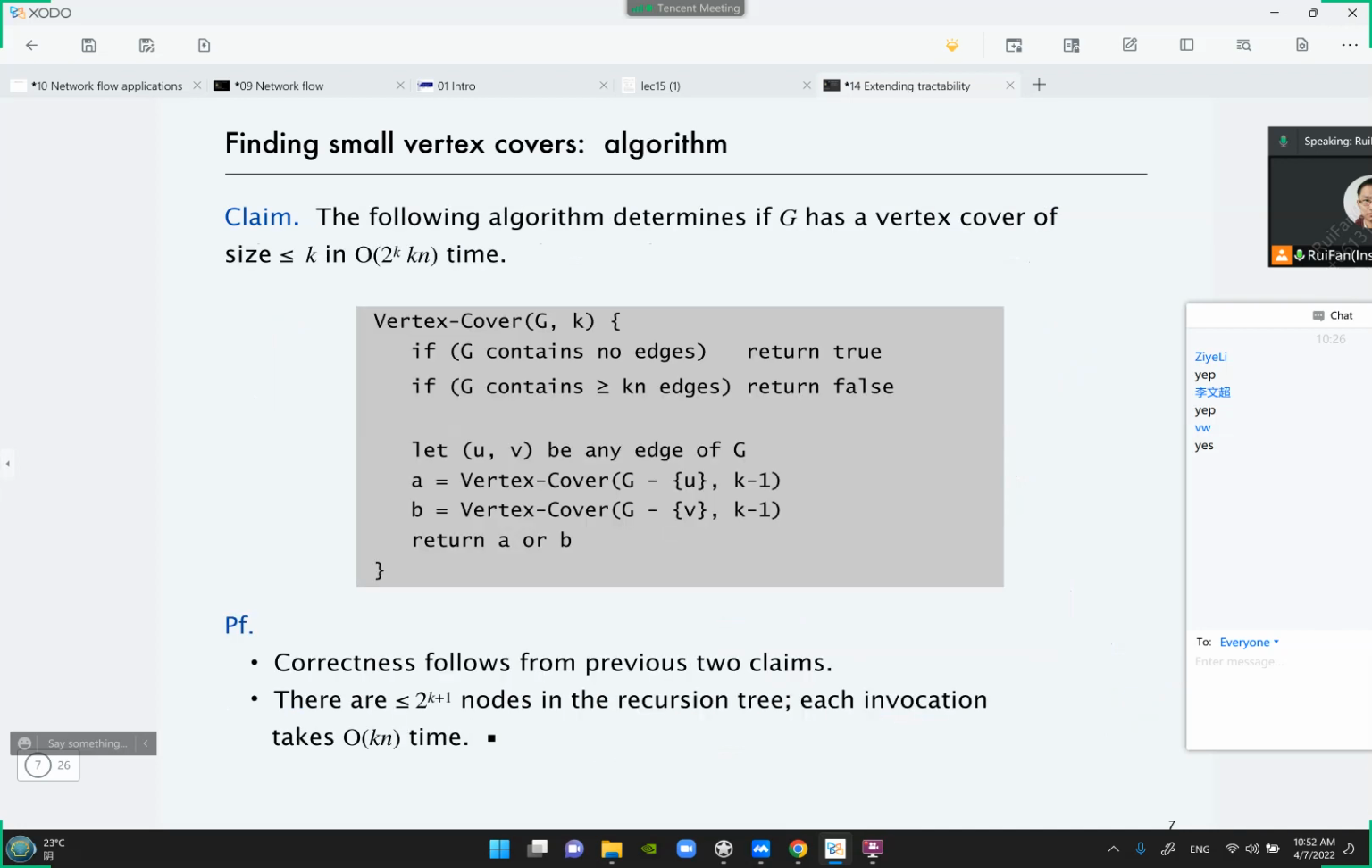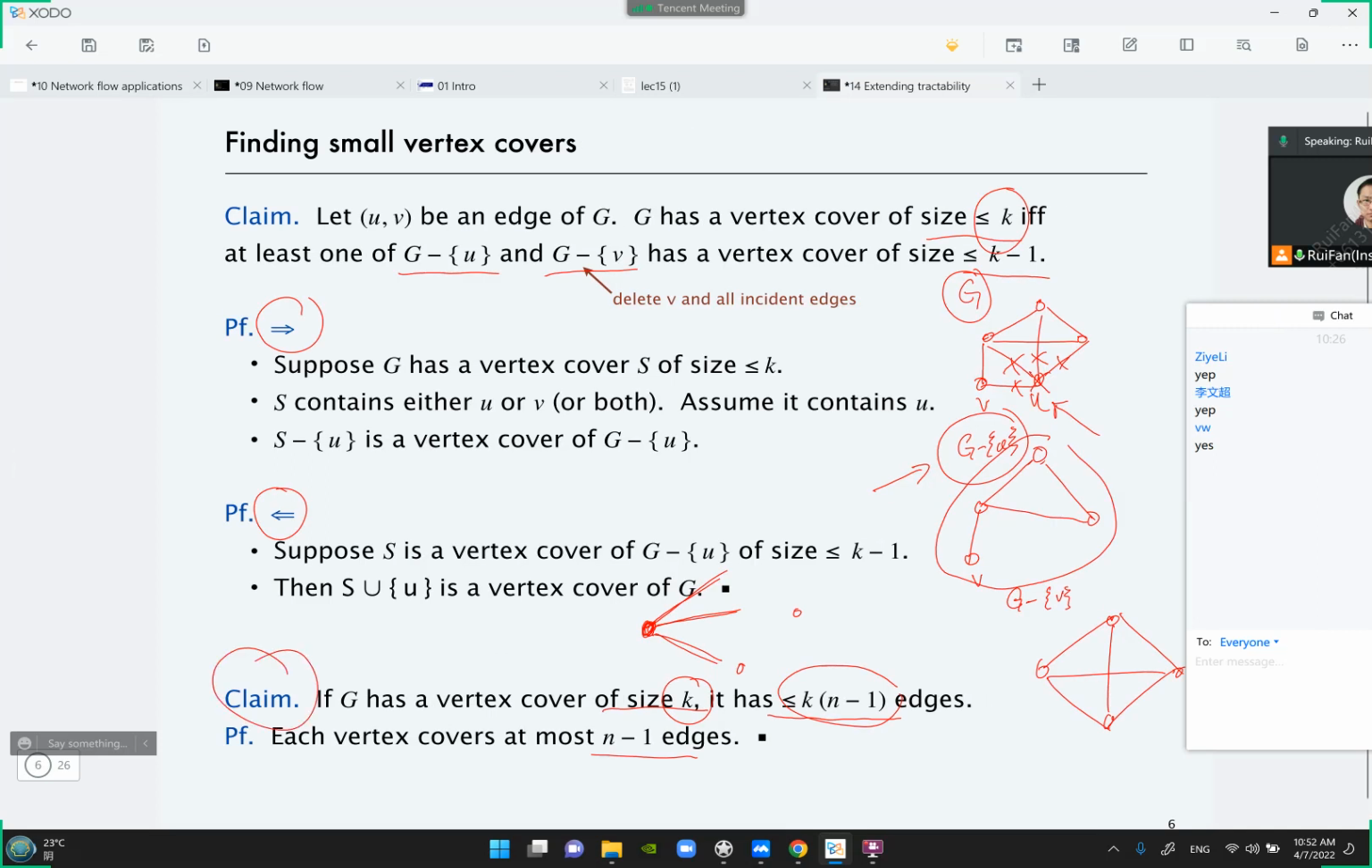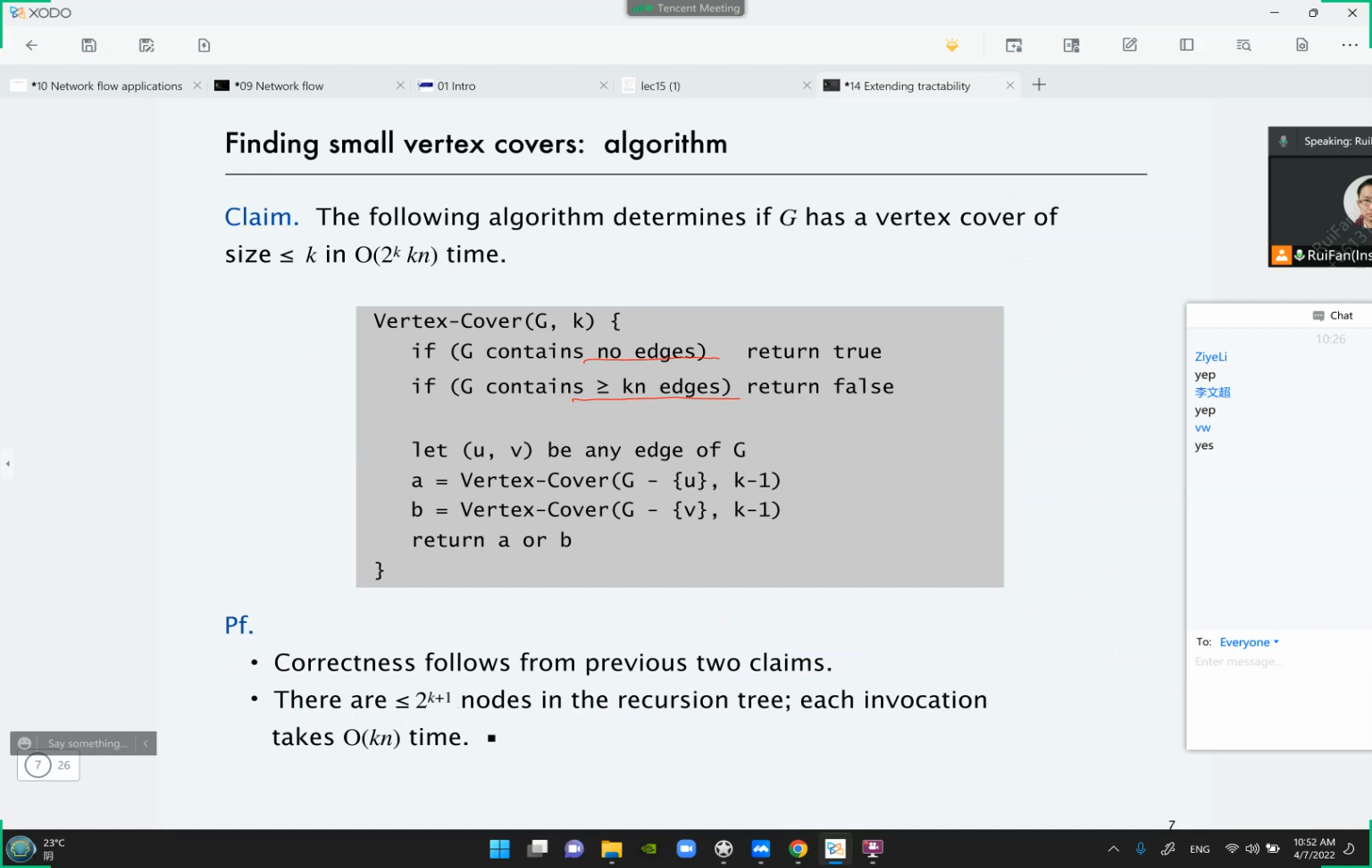So therefore we have these two claims, and once we have these claims, we can use these to develop an algorithm. The algorithm is going to be that in order to cover a graph using k nodes, first of all, we have these base cases. If the graph doesn't have any edges, then of course we can cover it using k nodes, because we're trying to cover all the edges but it doesn't have any edges. Or if the graph has more than k times n edges, then we know by this claim over here that it's not possible to cover this graph using k nodes, because with k nodes you can only cover this number of edges. So these are our two base cases.